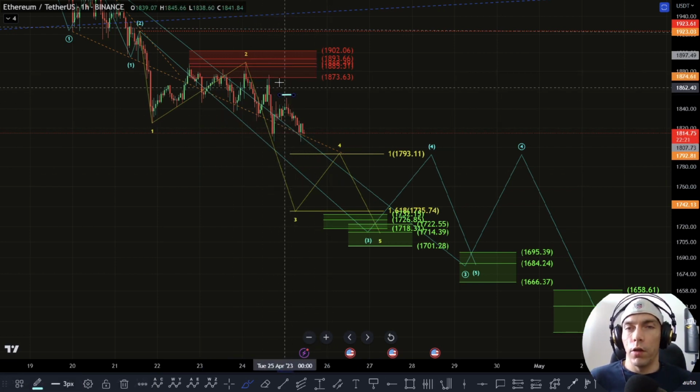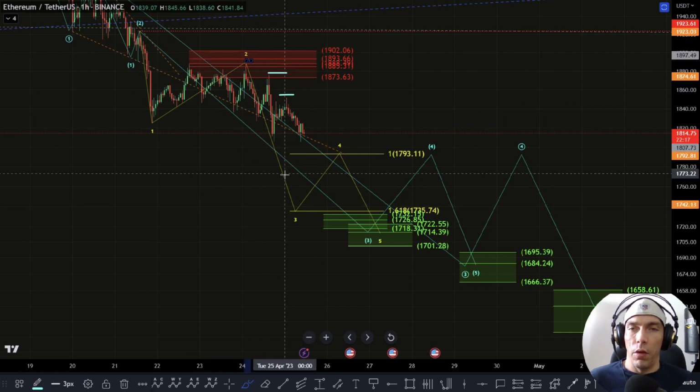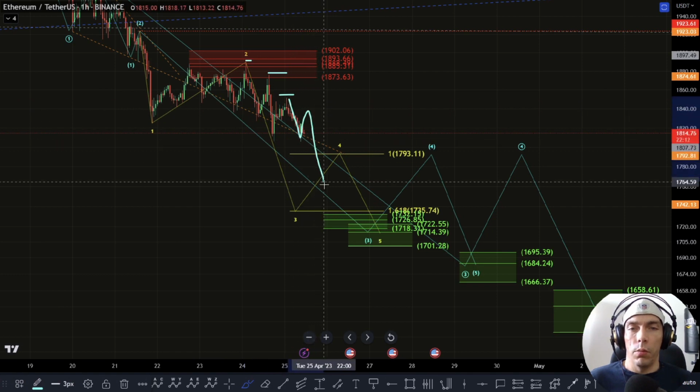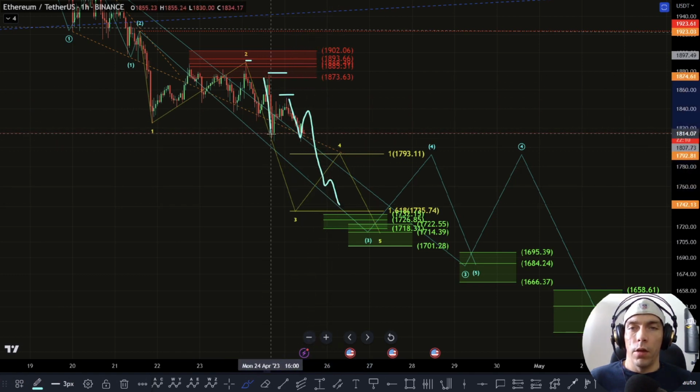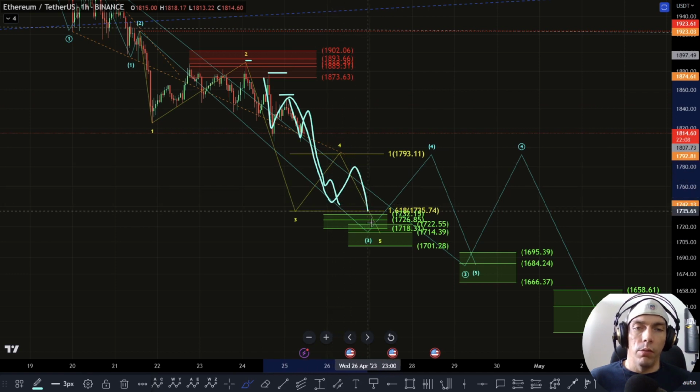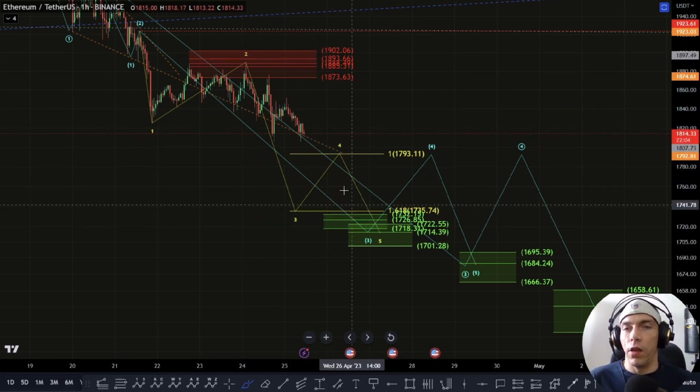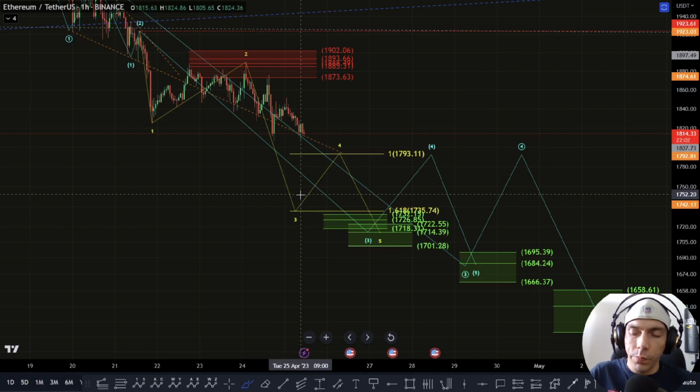But as long as we fail to actually start taking out some of these highs here, this is the bearish scenario we need to be cautious of. Because if we form another 1, 2, we break down 3, 4, 5, then we'd have another 1, 2. This would become 3, 4, 5, and so on and so forth. And then this just looks to extend out to that downside.